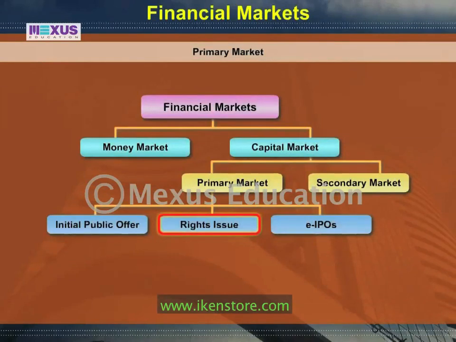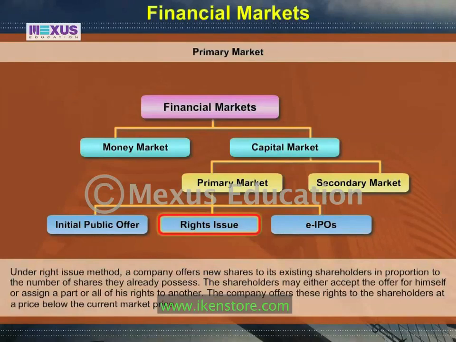Rights issue. Under the rights issue method, a company offers new shares to its existing shareholders in proportion to the number of shares they already possess. The shareholders may either accept the offer for himself or assign a part or all of his rights to another. The company offers these rights to the shareholders at a price below the current market price.